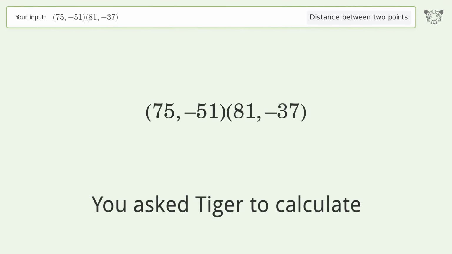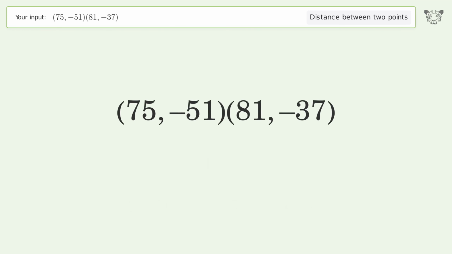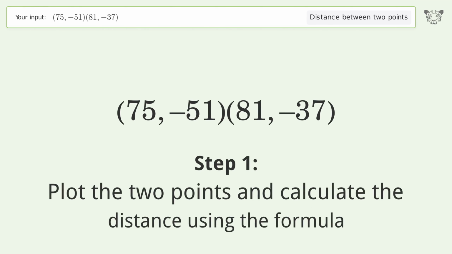You ask Tiger to calculate. This deals with the distance between 2 points. The distance between the 2 points is the square root of 232, or 15.232. Let's solve it step by step. Plot the 2 points and calculate the distance using the formula.